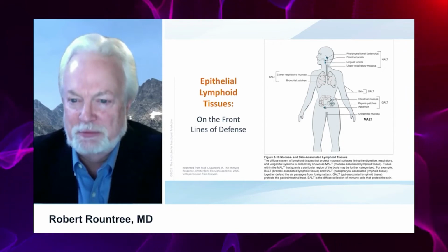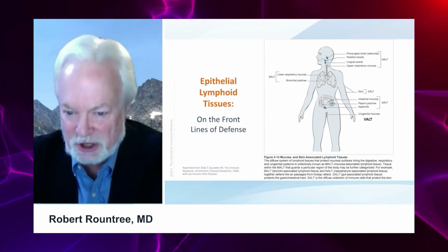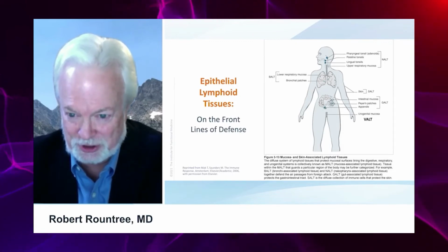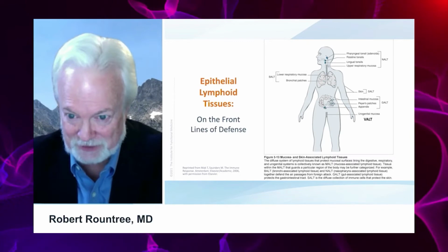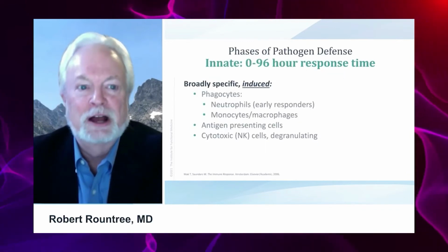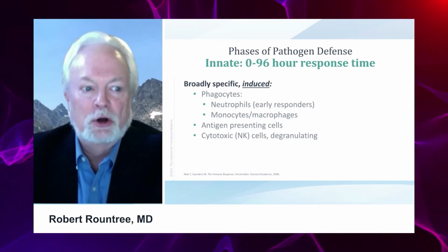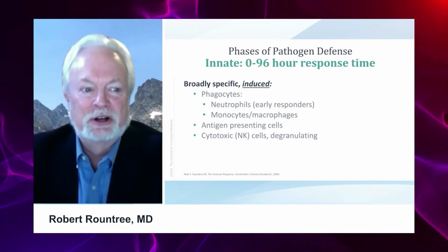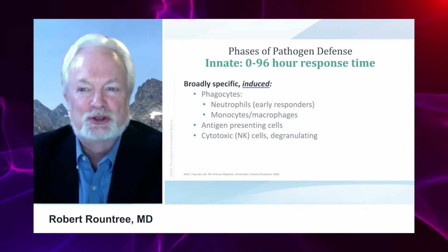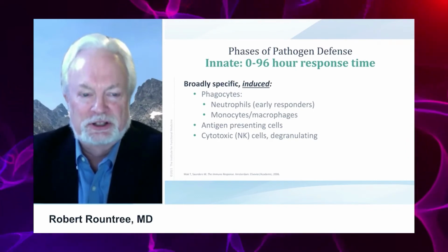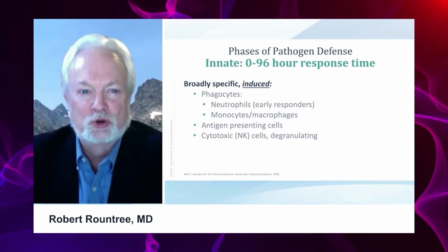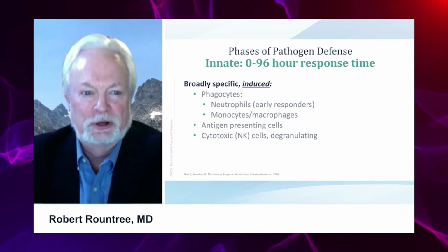Because that's where the major exposure is to these strangers or potentially dangerous strangers in the GI tract. So obviously, if we want a healthy immune system, we've got to have a healthy GI tract. So I mentioned we get past the barriers, then we start moving into a more broadly specific and induced response. This is all part of the innate immune system. This occurs within the first few days of exposure.